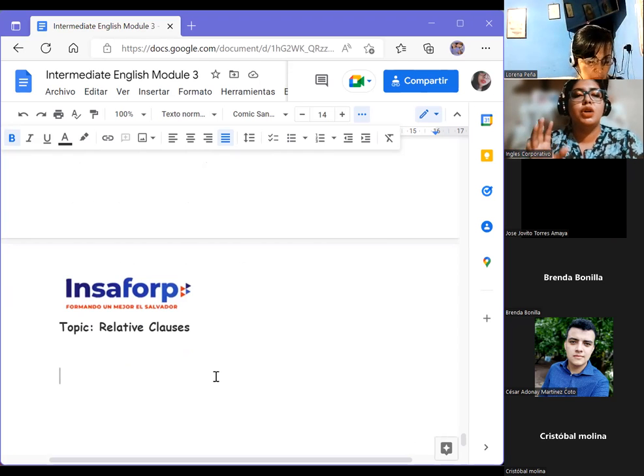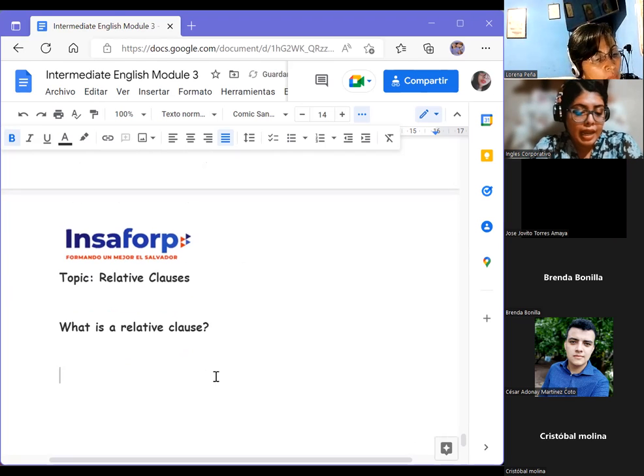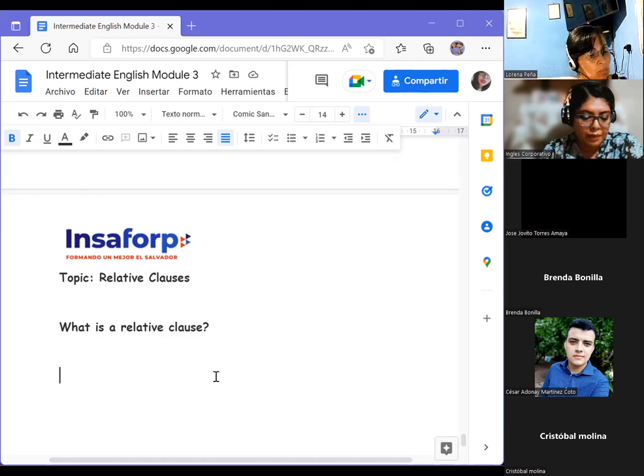So, the first thing that we need to know is, what is a relative clause? That is the question, and we have the answer. It says, a relative clause is one kind of dependent clause. It has a subject and verb but cannot stand alone as a sentence. It is sometimes called an adjective clause because it functions like an adjective. It gives more information about a noun. A relative clause always begins with a relative pronoun which substitutes for a noun phrase, or a pronoun when sentences are combined.